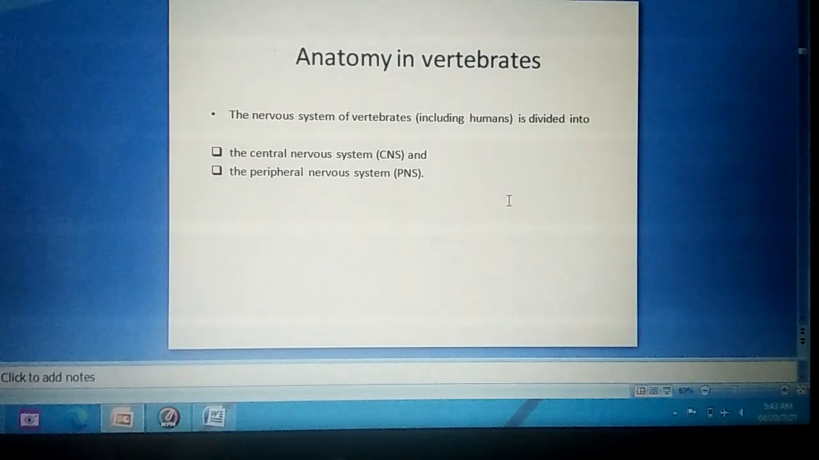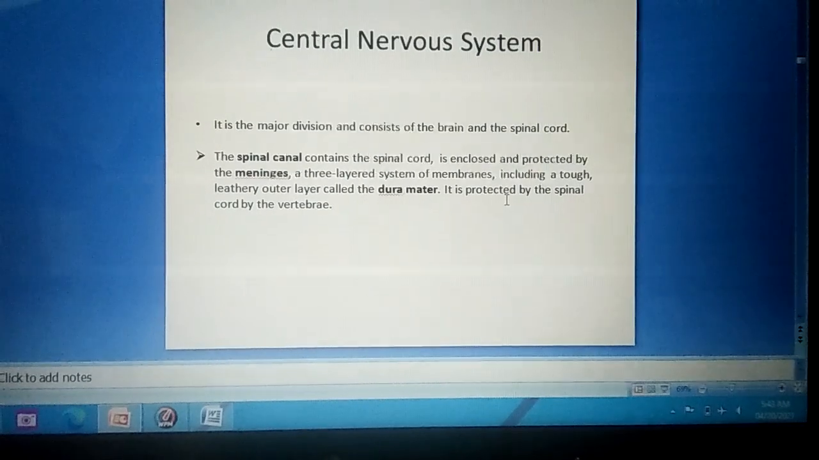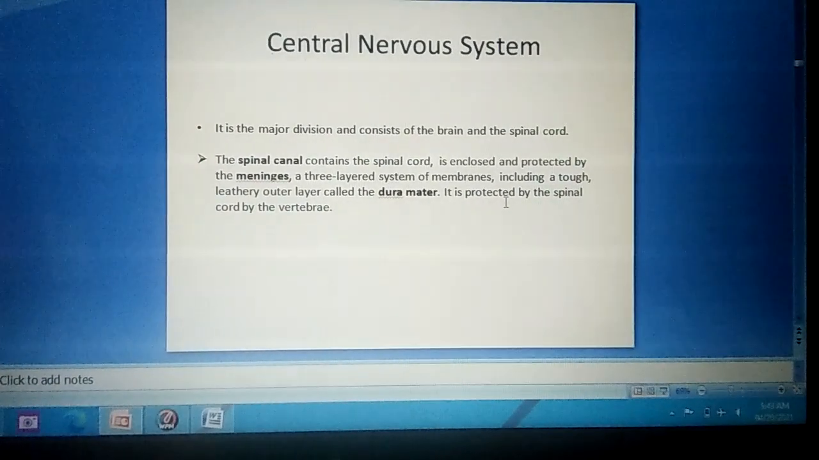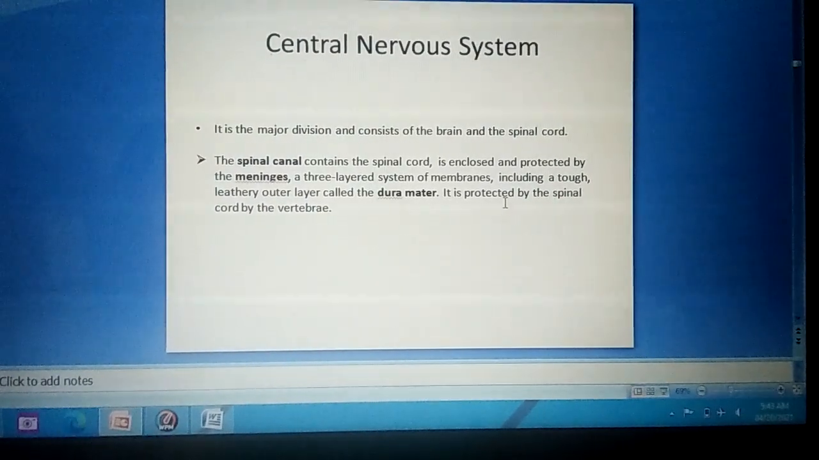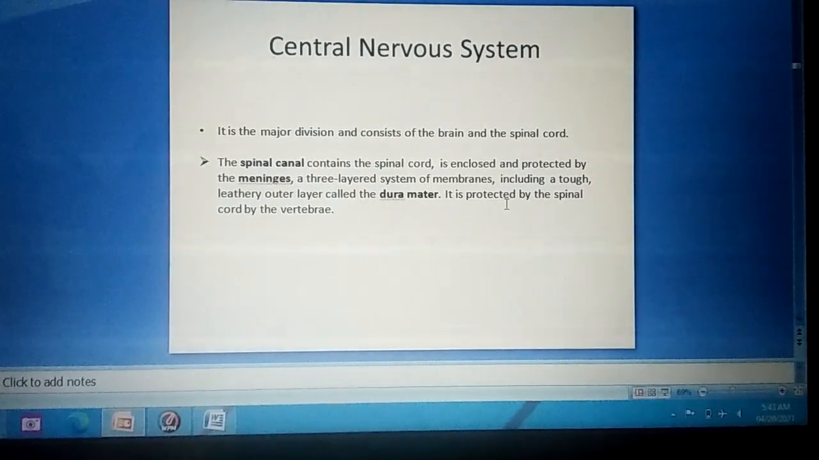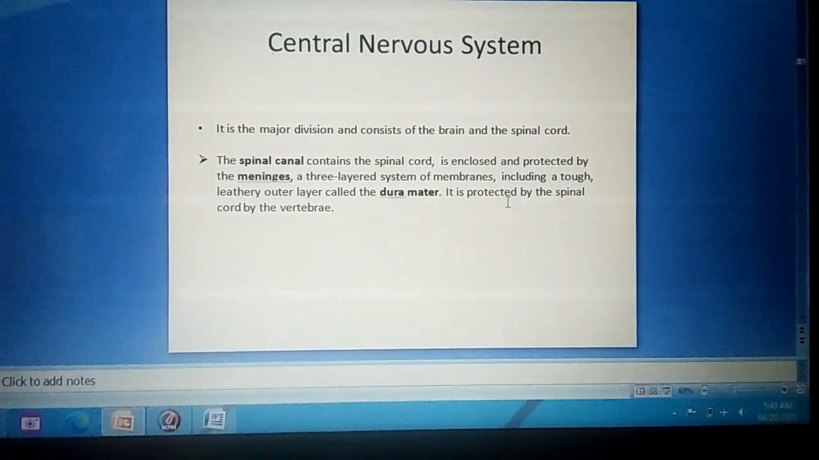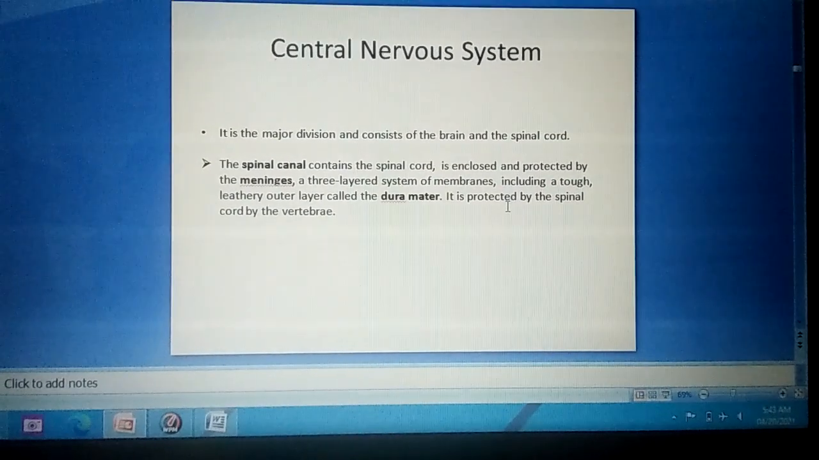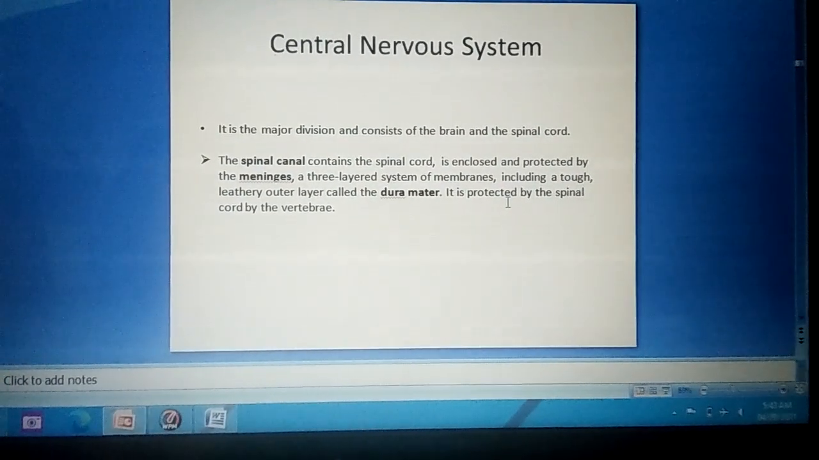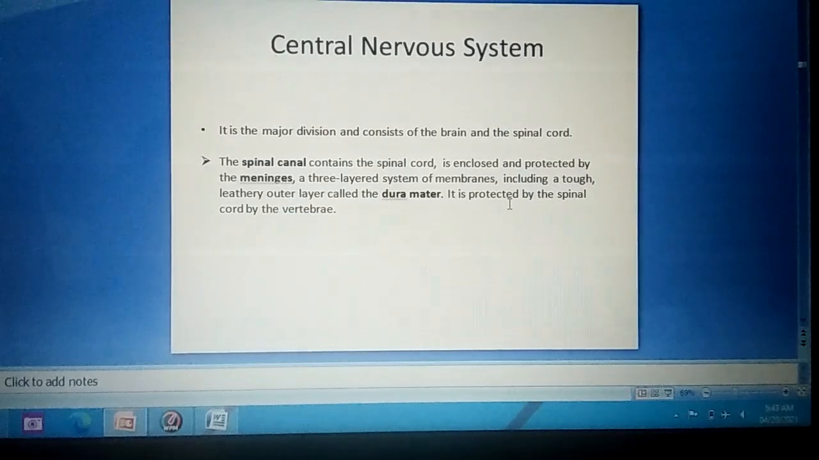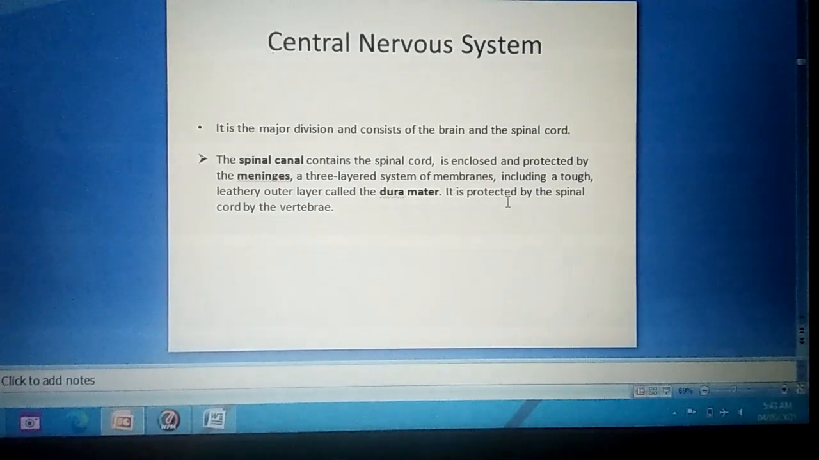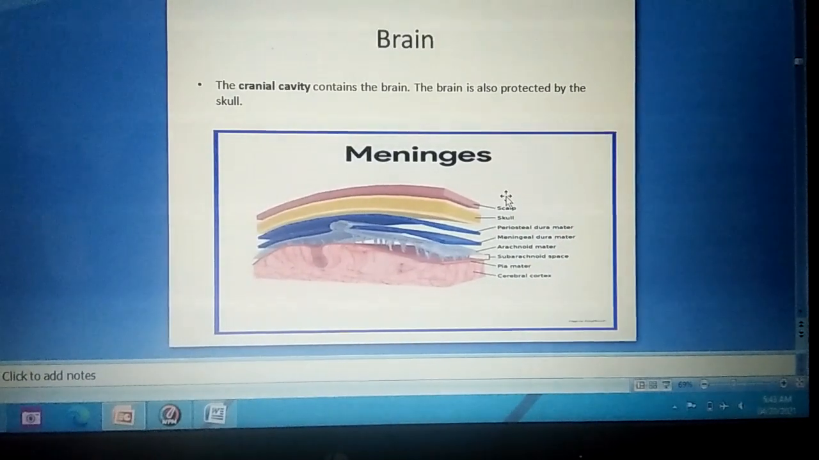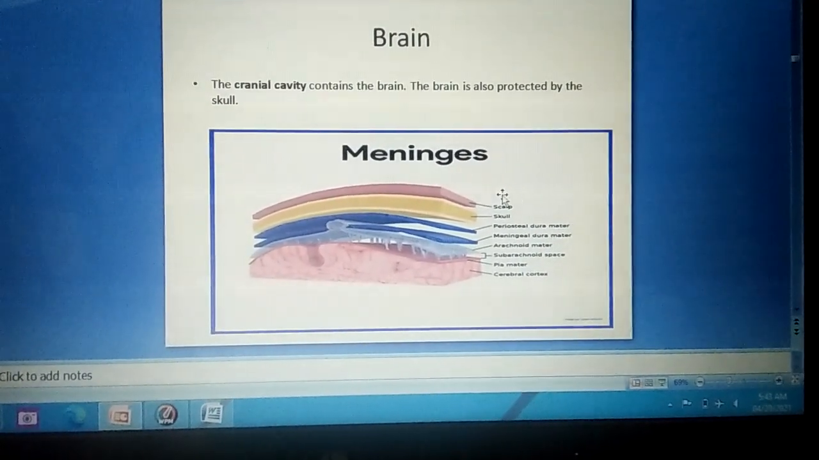Nervous system is divided into central nervous system and peripheral nervous system. The central nervous system, which is the major division, consists of the brain and spinal cord. Spinal canal contains the spinal cord, protected by meninges, three-layered membranes, including a leathery outer layer called the dura mater, and by the vertebra. Cranial cavity contains the brain and is protected by the skull.